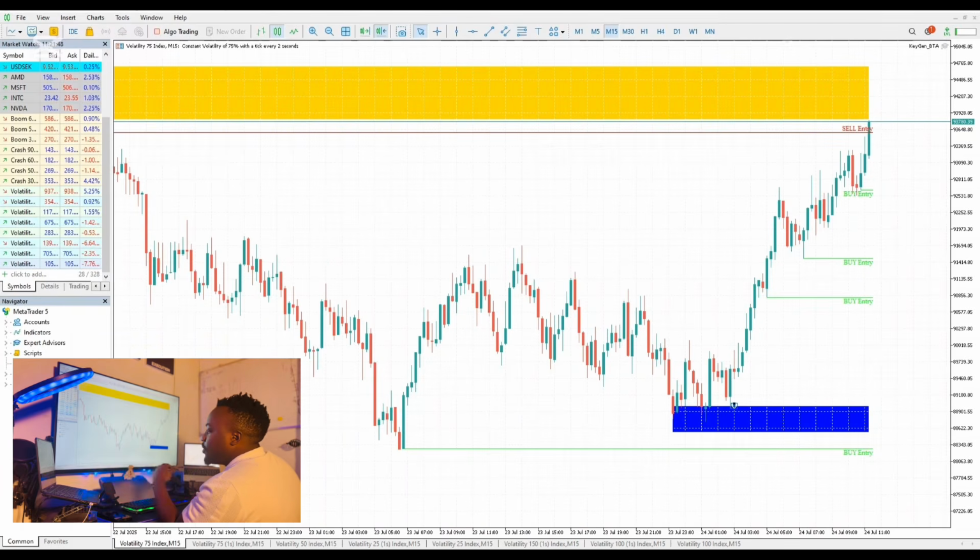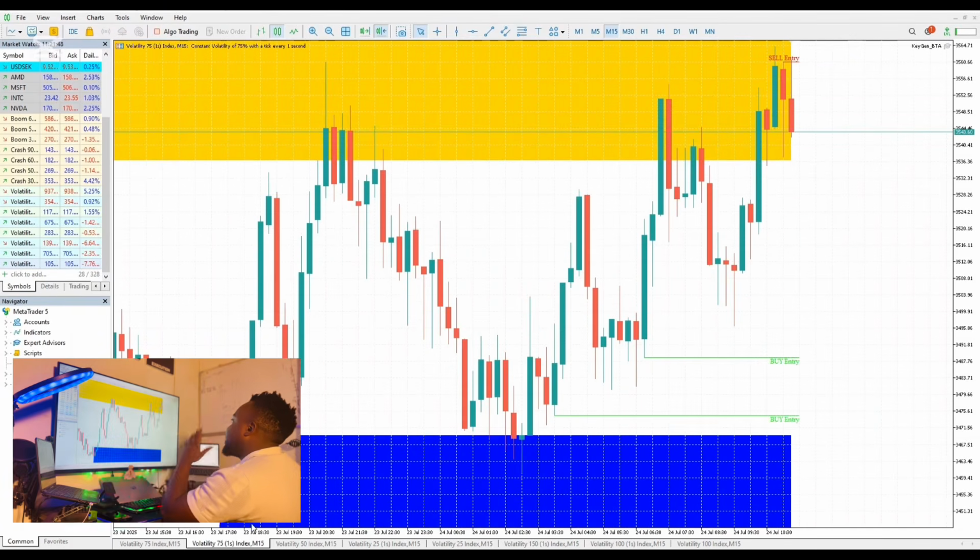Okay, let's take a look at V75 1s. I know you guys like these high pip value indices like the V75, the V150, the V25 1s. We're going to discuss those ones that have got a very high pip value.